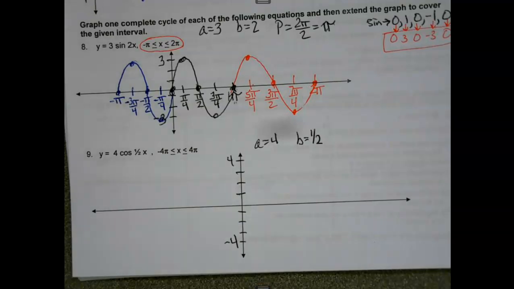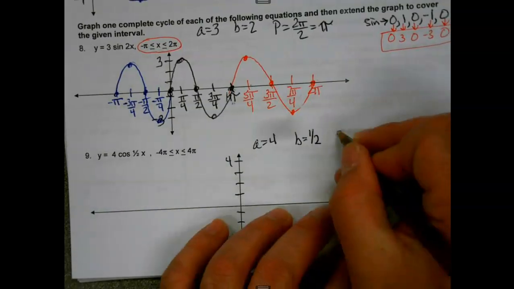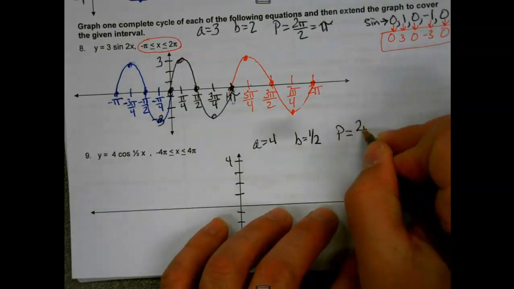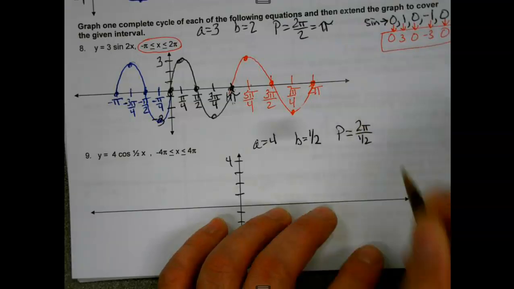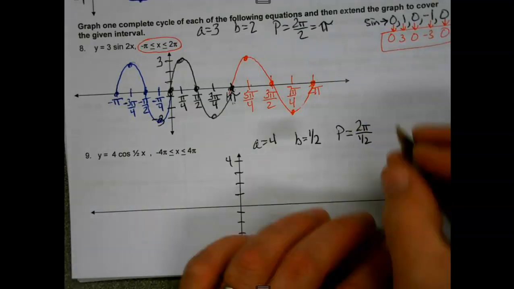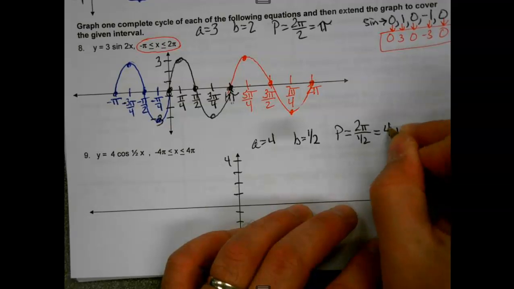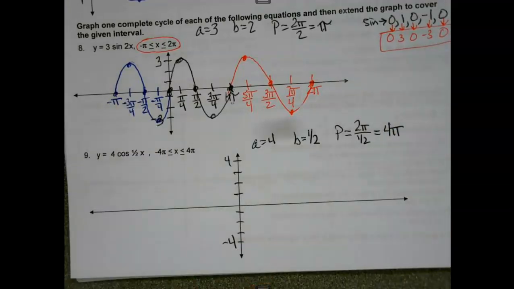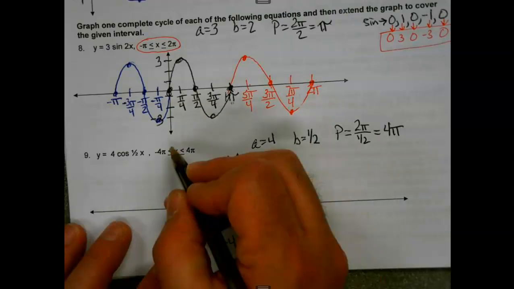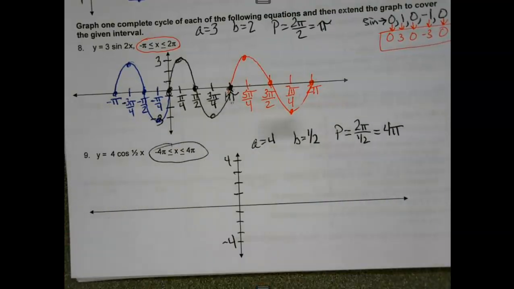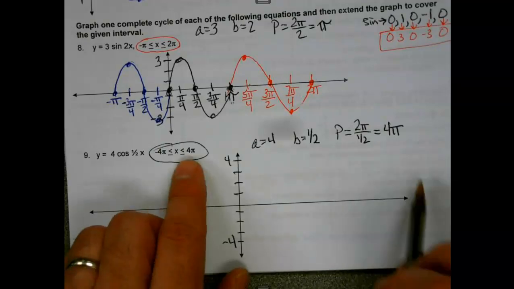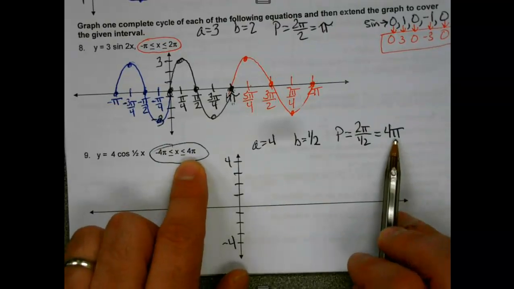Again, if your B value is less than 1, it means your period is stretching out more, not getting less. 2 pi divided by 1/2 is the same as multiplying it by 2. 4 pi. We saw this up above, so we can kind of use that as a cheat if we want to. At first you look at that, you're like, oh my gosh, this is going to take a huge amount. Well, no, it's not. That's just one cycle on each side.